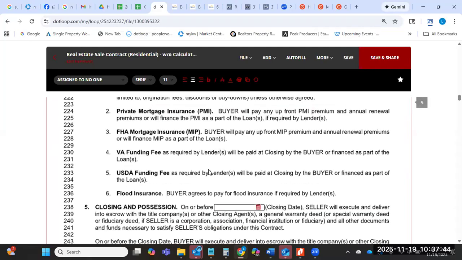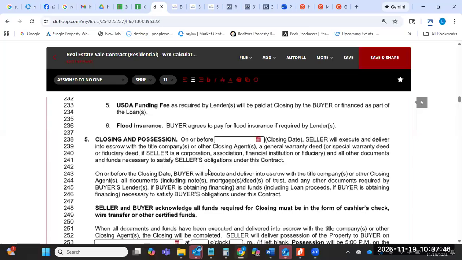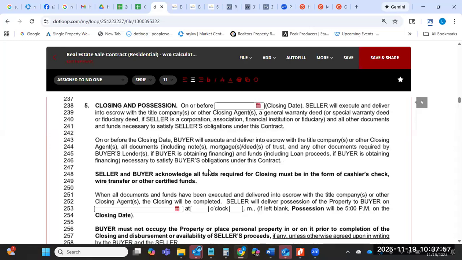Your buyer initials all pages. Here's our closing and possession date that you discussed with your buyer. And then you also verified with the listing agent what's convenient, what your buyer would prefer, and how we can accommodate the seller going in there.